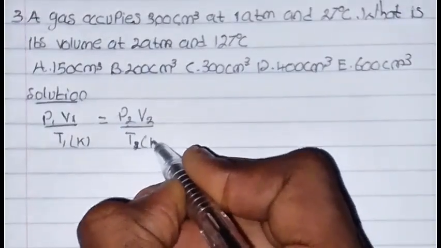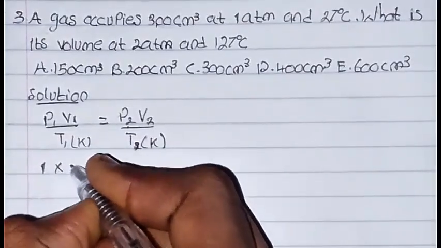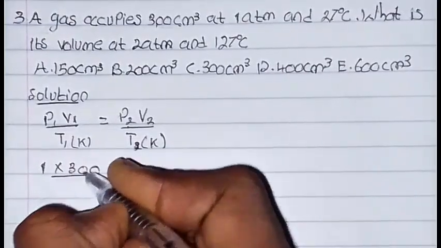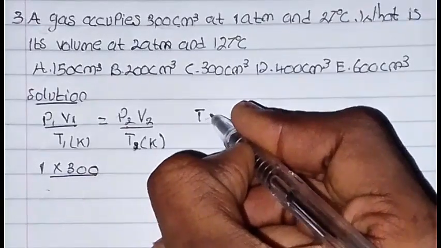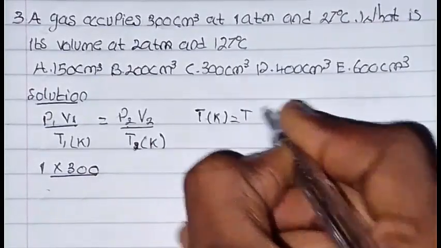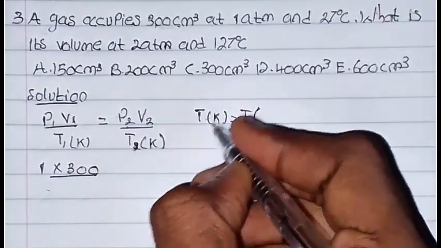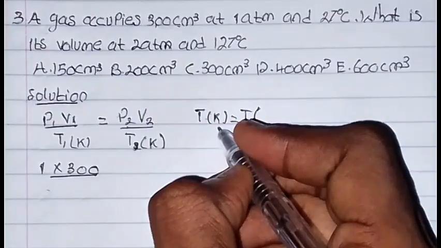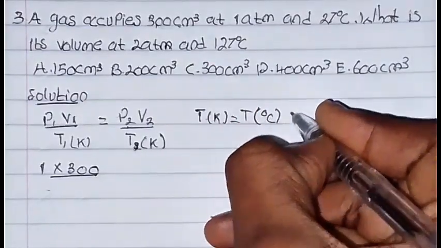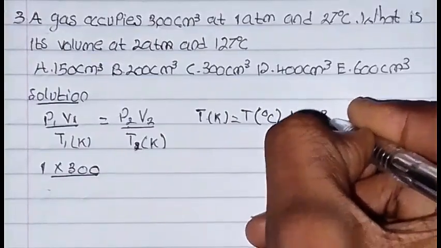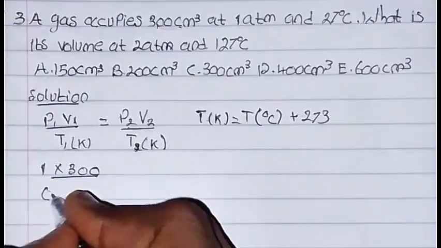In Kelvin. Alright, so let's plug in our values. Initial pressure was 1. Initial volume was 300. Initial temperature was 27. Now, to convert from degrees Celsius to Kelvin: Kelvin is an absolute temperature and therefore should not be represented in degrees. So T in Kelvin equals T in degrees Celsius plus 273. Alright, so to get Kelvin, we add 273 to the value in Celsius.